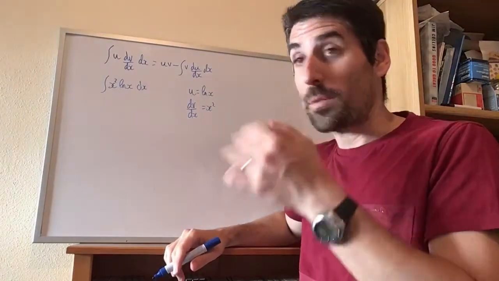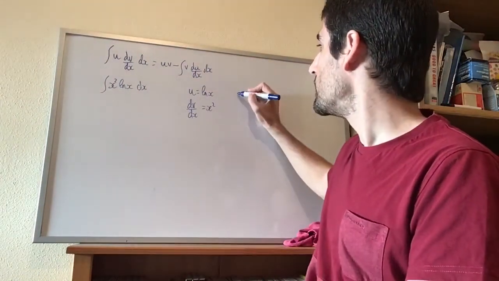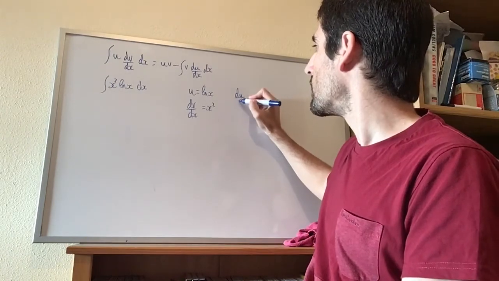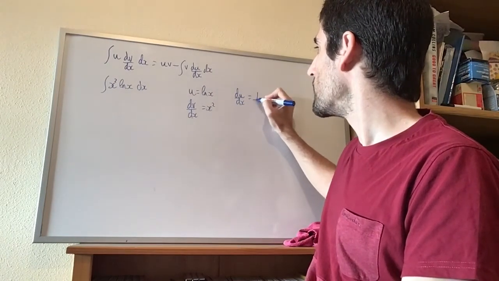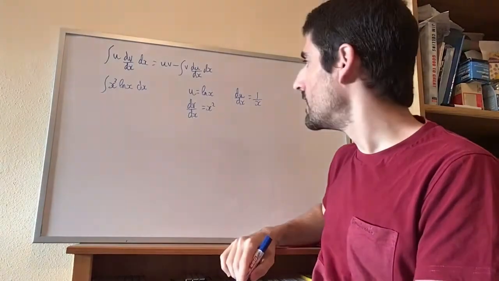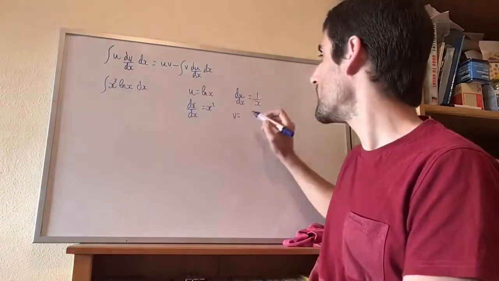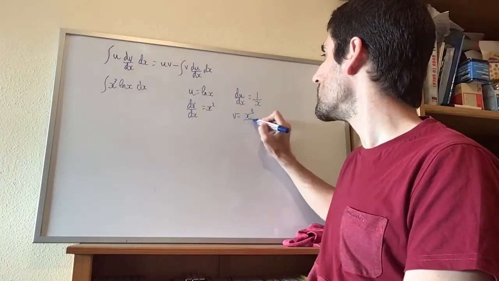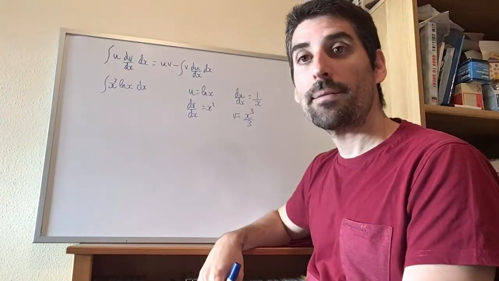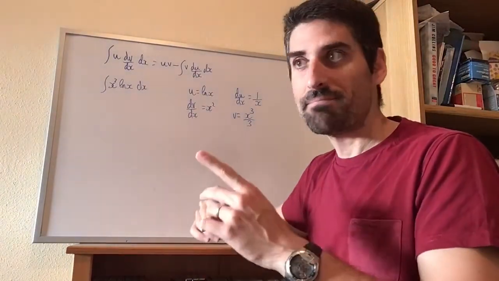And we'll do like before, we take it from there. I need to find du over dx, which is going to be 1 over x. And to find v, I've got to integrate this, simple enough, x cubed over 3. Now I have got all the moving parts.